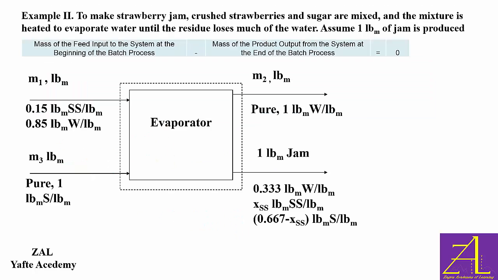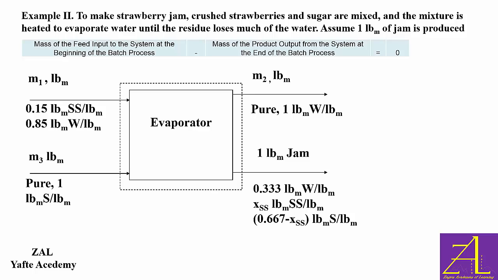In example 2, with batch operation, we assumed 1 pound of jam to be produced. Delta T here is between 8 a.m. and 11 a.m., which included crushing of the strawberries and water removal by heating. During delta T, we had both batch and semi-batch processes.